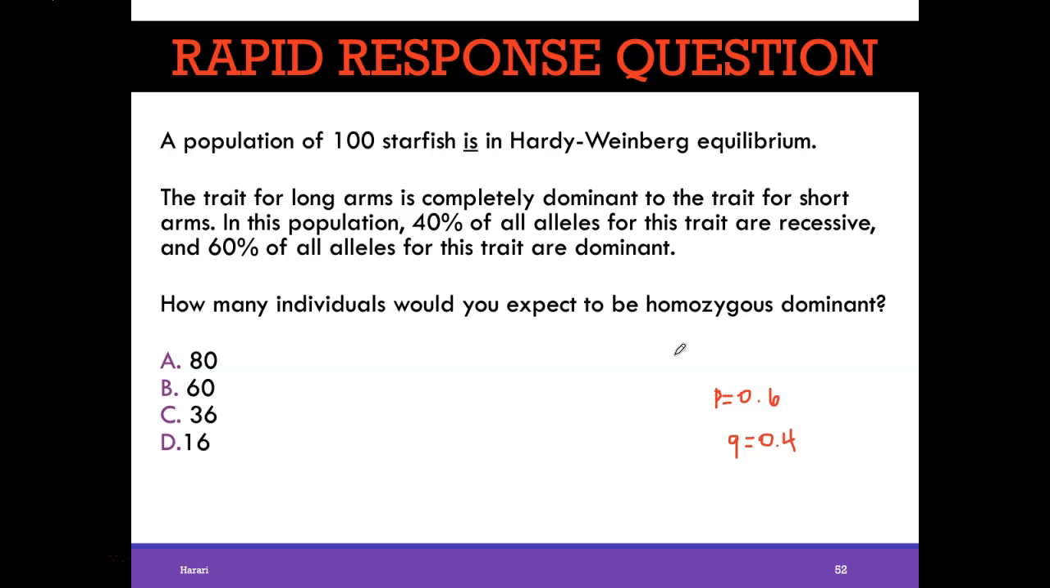So the question asks, how many individuals would you expect to be homozygous dominant? You have to remember that homozygous dominant is represented by p squared. So you would do p squared, 0.6 times 0.6, which is 0.36. So of 100 starfish, you would expect that 36 would be homozygous dominant genotype.